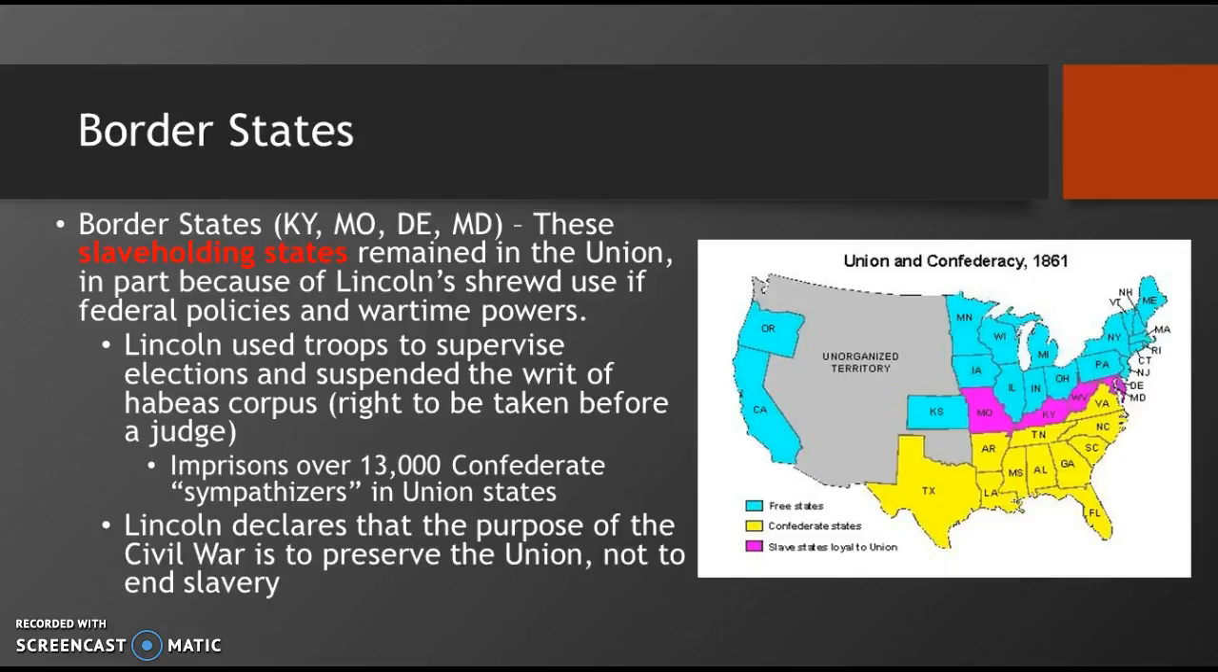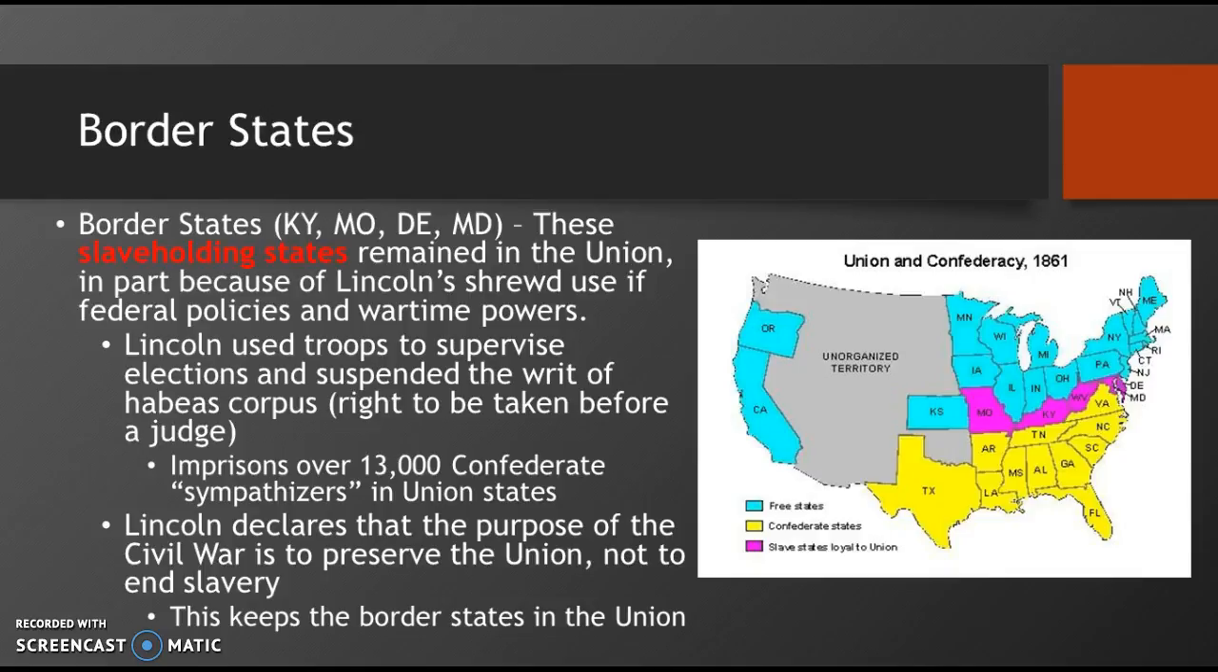And again, Lincoln declares that the purpose of the Civil War, in his view, is to preserve the Union. He does not talk about ending slavery. To him, that's not what it's about at first. To him, it's all about keeping the United States together, preserve the Union. And that's important. The reason he says that is because he wants to keep the border states in the Union.